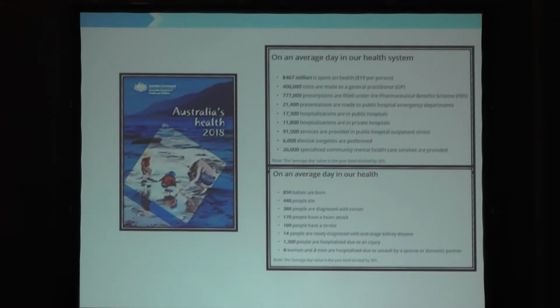And this was just to show you, in a country like ours in Australia, which is very small in comparison to this amazing country in China. I mean, it's so small in comparison, but it was just to give you a bit of an idea about a day in our healthcare system. 850 babies are born and 440 people die. But it's also 26,000 specialised community mental health care services are provided.